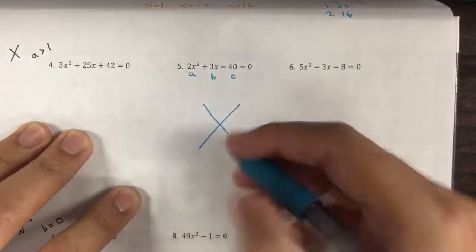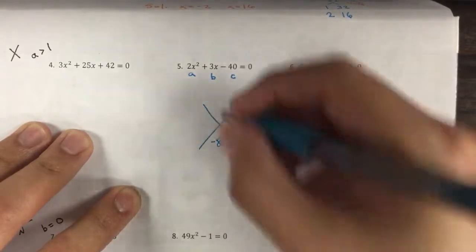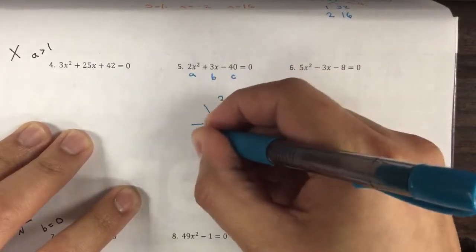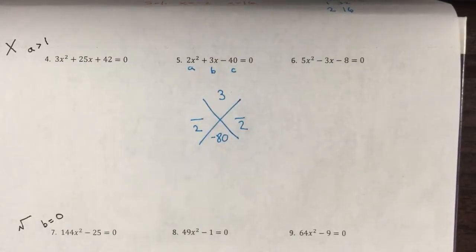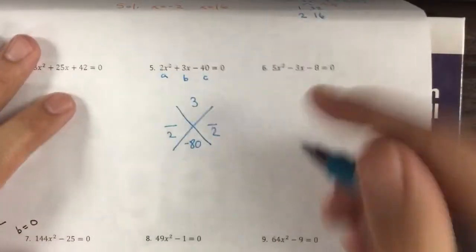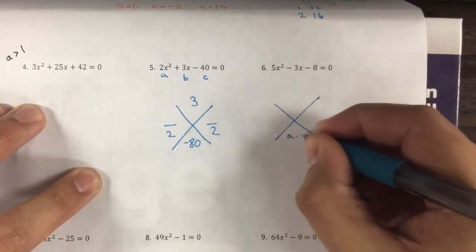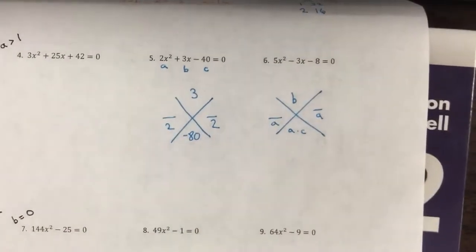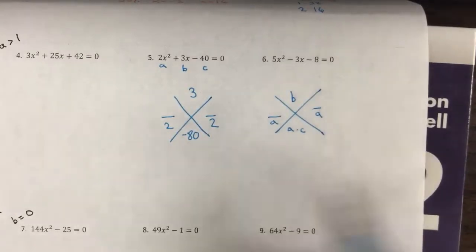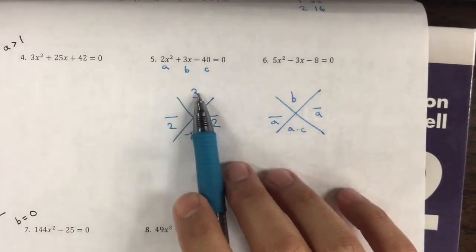So a times c is negative 80. B is 3, and we're going to divide both sides by 2. So that's your setup. Alright, so in case you need to see that again, I have it in the notes, but that's the x method right there. Alright, so all our factors of 80 to give us 3.